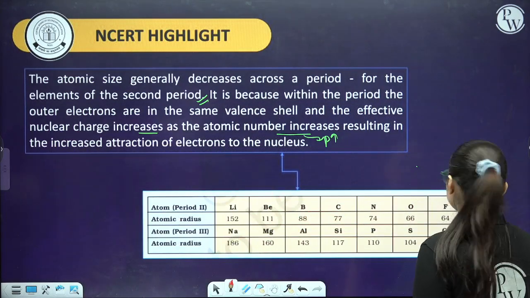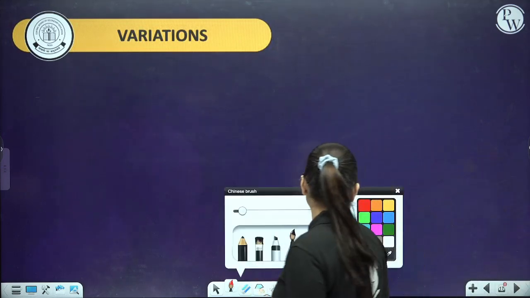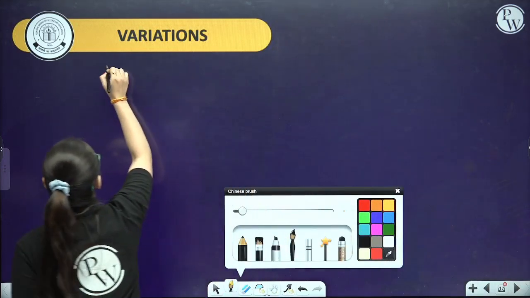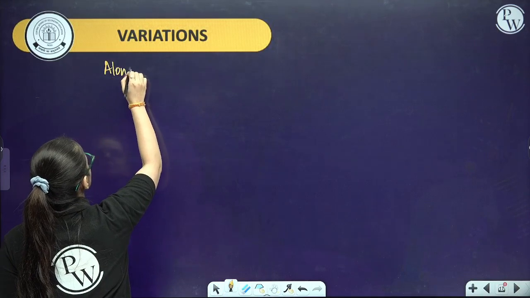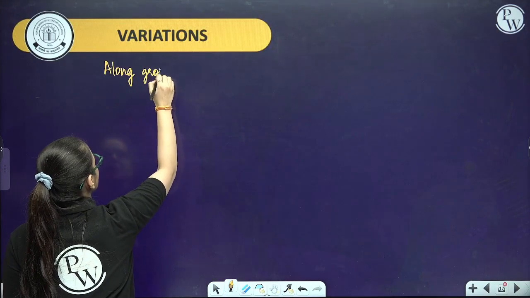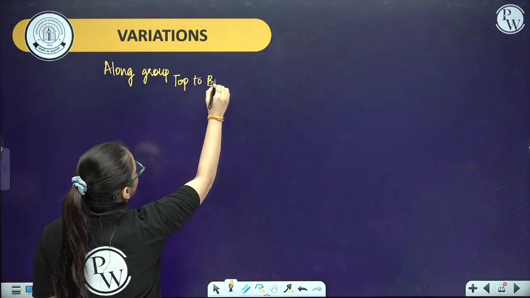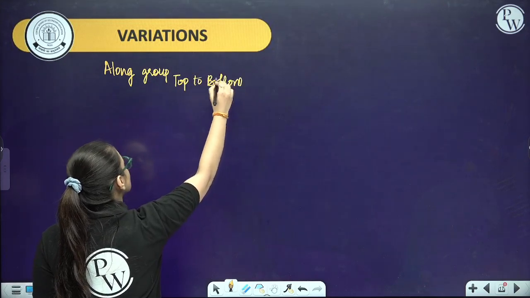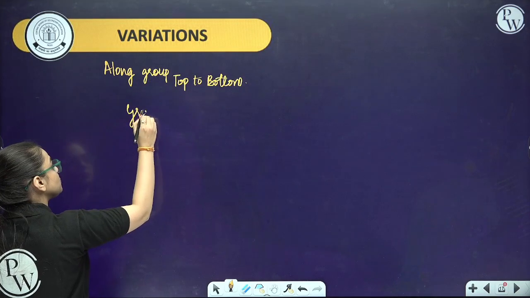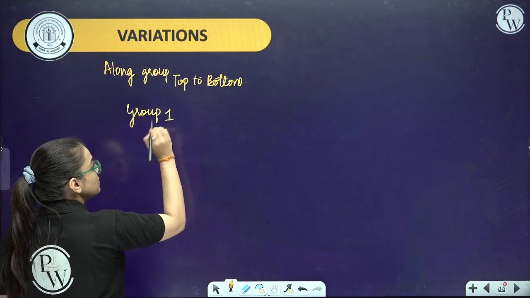Let us now discuss variation along a group. Now students, when I am saying variation along a group, that means I am talking about what? From top to bottom. We have studied elements from top to bottom. Let us consider group number first. What were your elements in group number first?